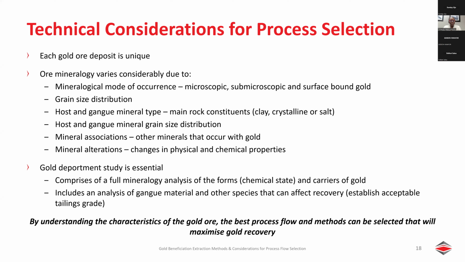So a good place to start when you are selecting a processing route is to carry out a gold deportment study, and this is to establish the gold minerals that you have within your ore body, which will give you then an idea as to which processes are suitable. The gold deportment study also has the added benefit of establishing the acceptable tailings grade and identifying the species that can affect your gold recovery.